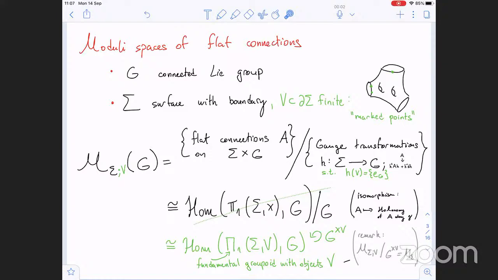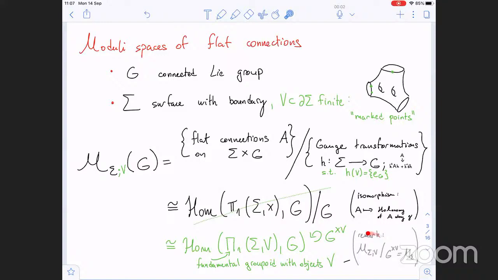And why do people use this space? It's because now it's really a manifold. It's isomorphic to a product of the groups, and it's nicer to work with. And at the end, you can quotient and go back to the usual case.